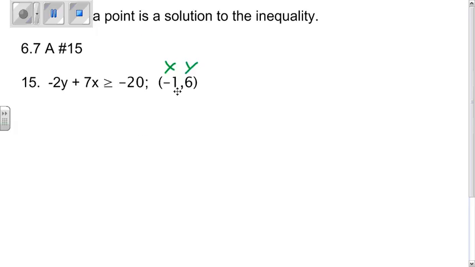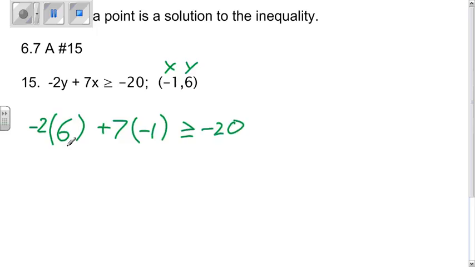So first thing we're going to do is rewrite the equation. When we get to a variable, we're going to put parentheses. Inside those parentheses, we put whatever the variable is equal to. So y equals 6, so we're going to put a 6 in the parentheses. Plus 7 parentheses. Since x is -1, we're going to put a -1 in those parentheses. Is greater than or equal to -20.